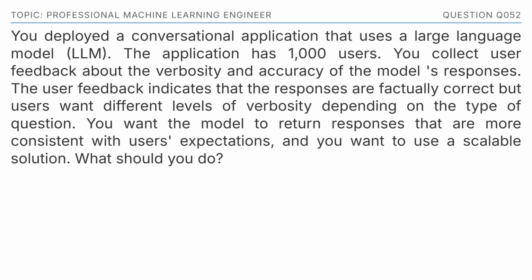You deployed a conversational application that uses a large language model, LLM. The application has 1,000 users. You collect user feedback about the verbosity and accuracy of the model's responses. The user feedback indicates that the responses are factually correct, but users want different levels of verbosity depending on the type of question. You want the model to return responses that are more consistent with users' expectations, and you want to use a scalable solution. What should you do?